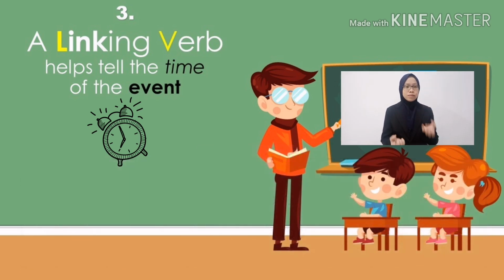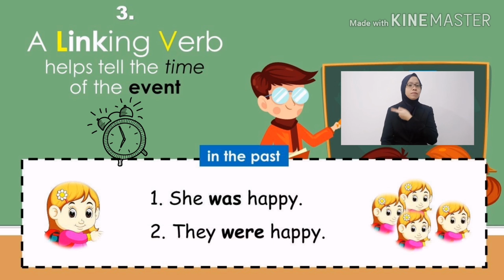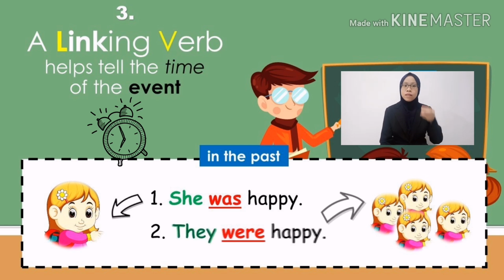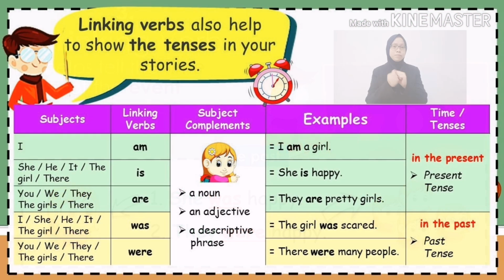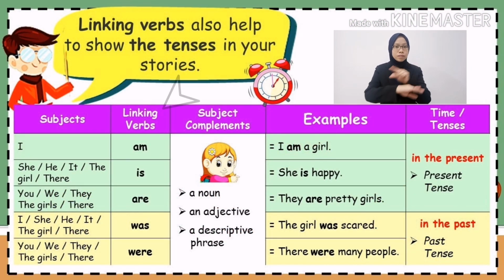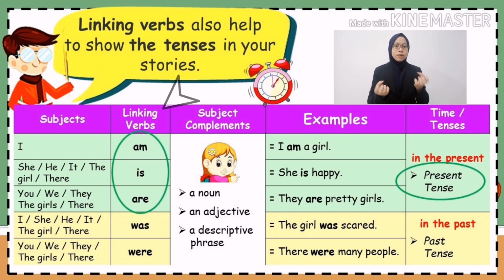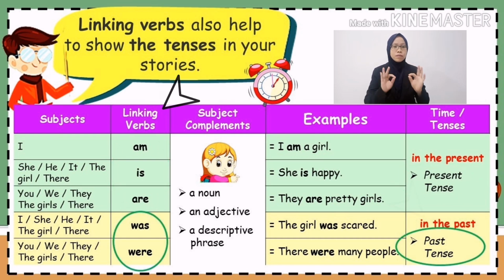If the event happened in the past, we use was and were. She was happy. They were happy. In short, we must use the present tense linking verbs if the event is happening now. And we must use the past tense linking verbs if the event happened in the past.